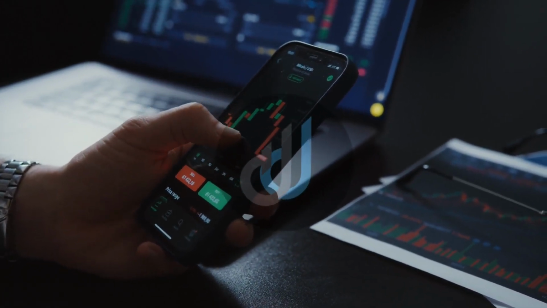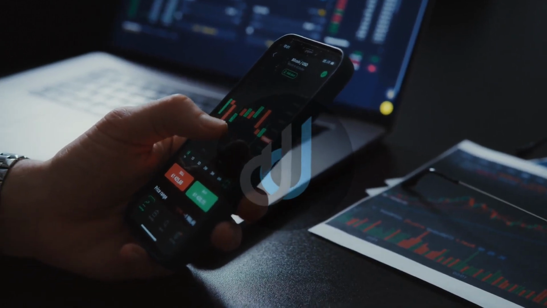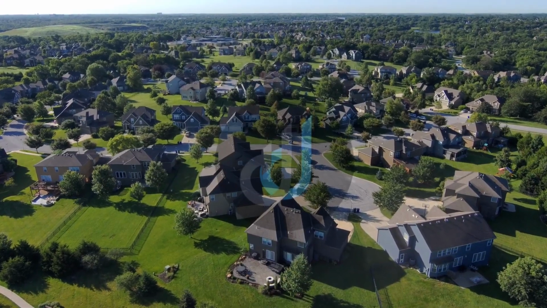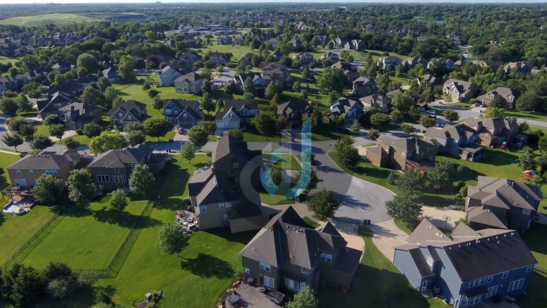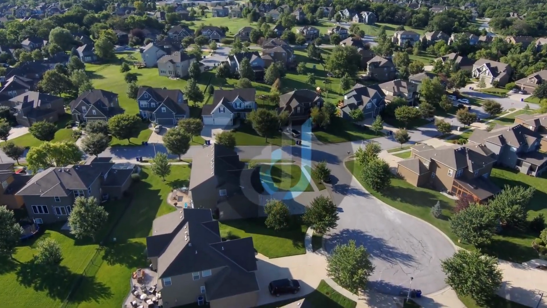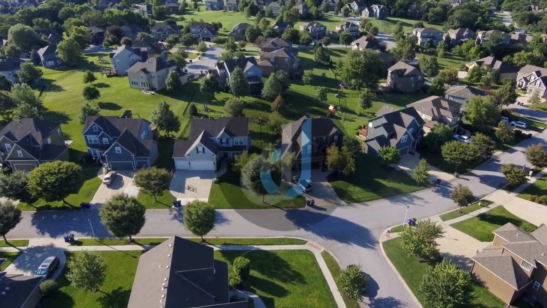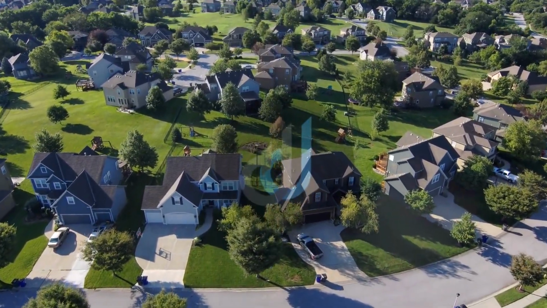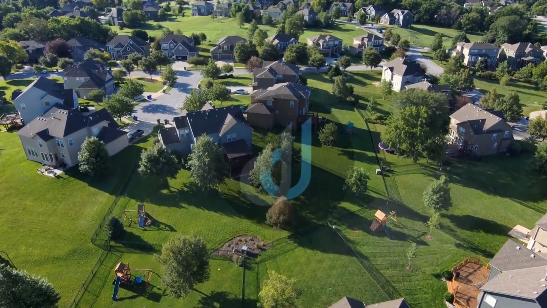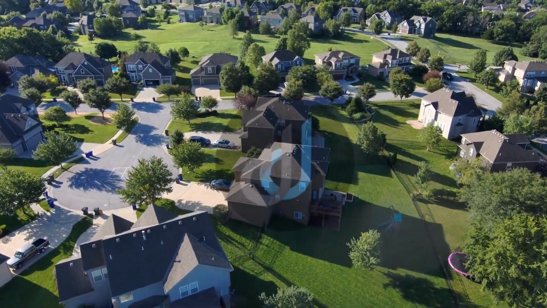Investment diversification is the process of spreading your investment funds across different types of assets, such as stocks, bonds, real estate, and commodities. The idea behind diversification is that by investing in a variety of assets, you can reduce the overall risk of your portfolio. This is because if one type of asset performs poorly, the other assets may perform well, offsetting the losses.